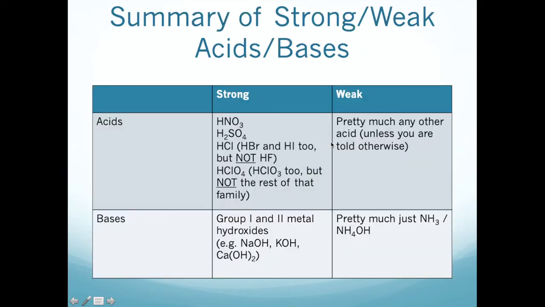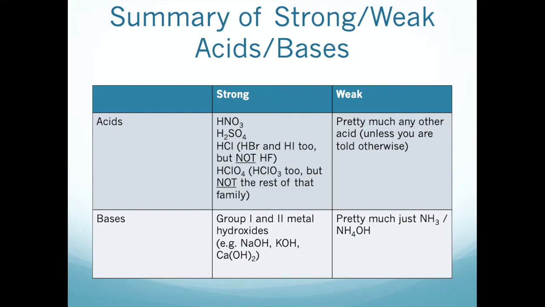So, that being said, how do we remember which of our acids are strong acids, which of them are weak acids? Which of our bases are strong bases, which ones are weak bases? Unfortunately, you're going to have to memorize this. All right. That being said, I've made this table here to kind of break it down to make it a little bit easier to keep in mind.